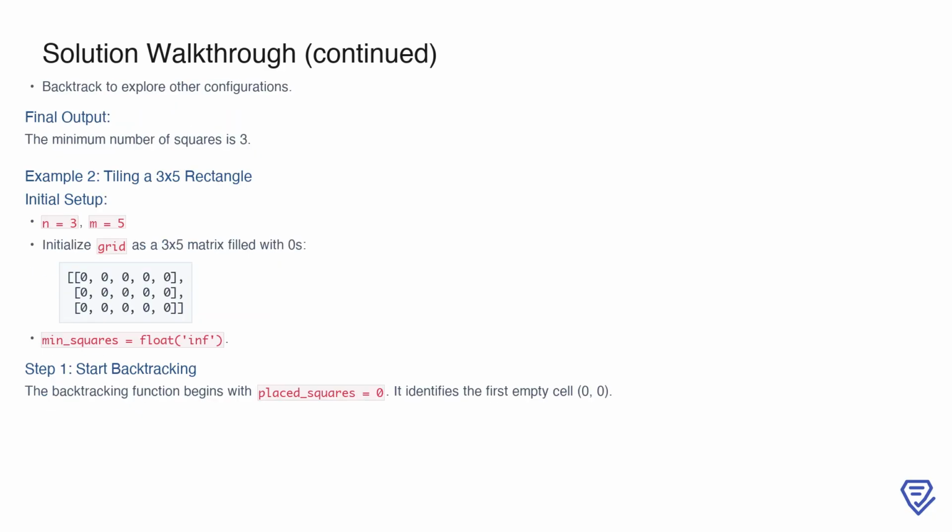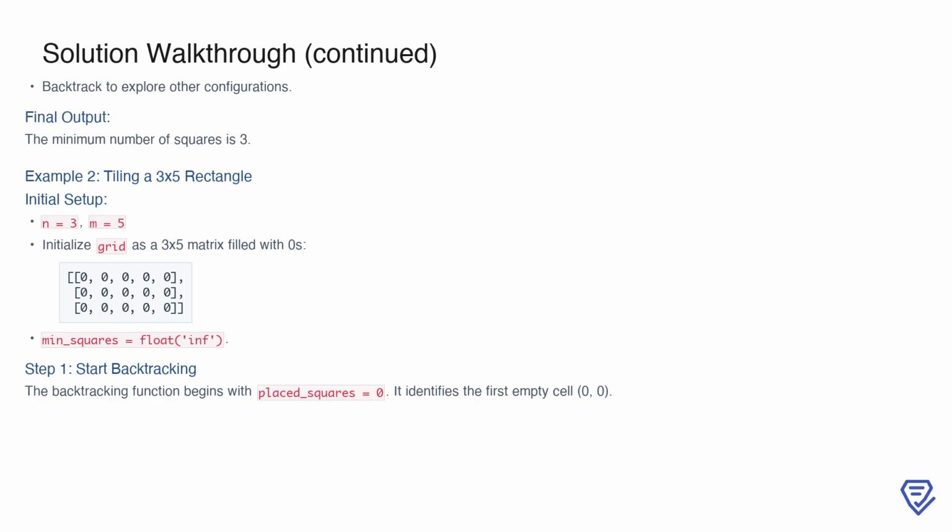To ensure we explore all possible configurations, the algorithm performs backtracking to try alternative placements. However, after checking all configurations, we find that the minimum number of squares required to tile the 2x3 rectangle remains 3. Moving on to a larger rectangle, we consider a 3x5 grid.